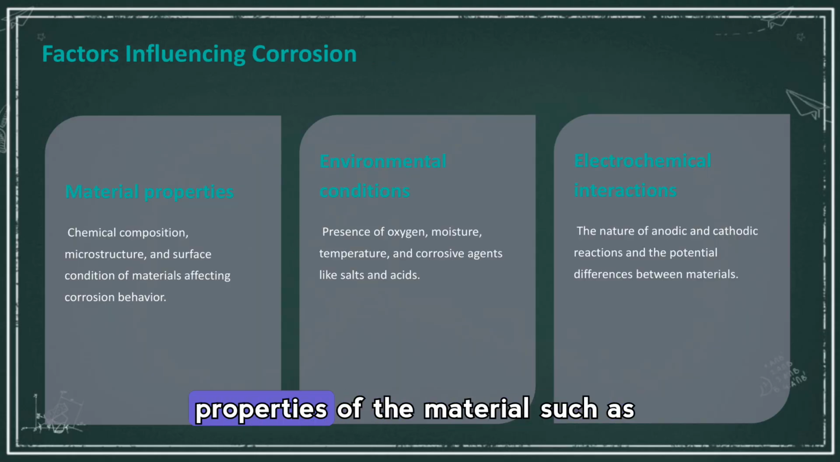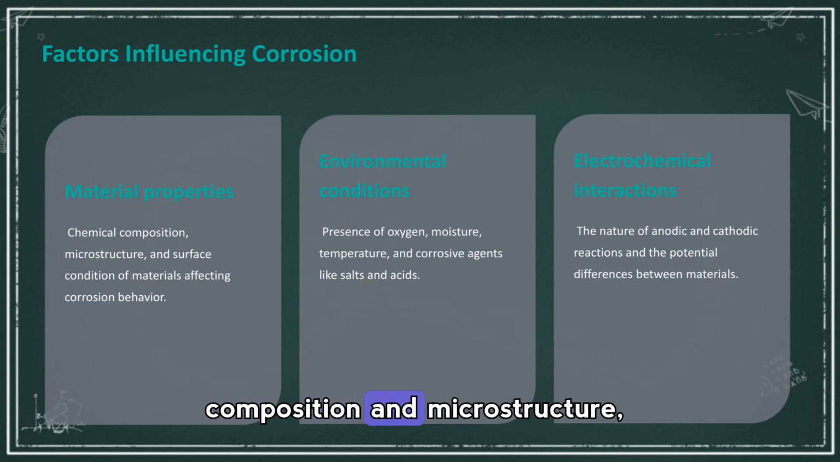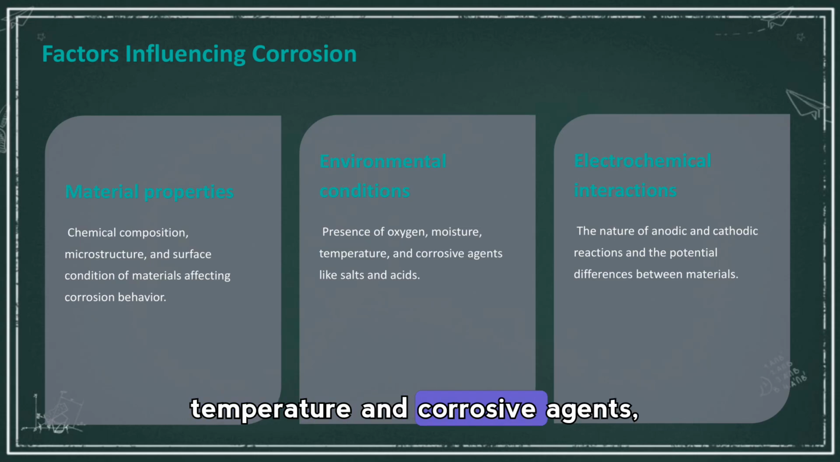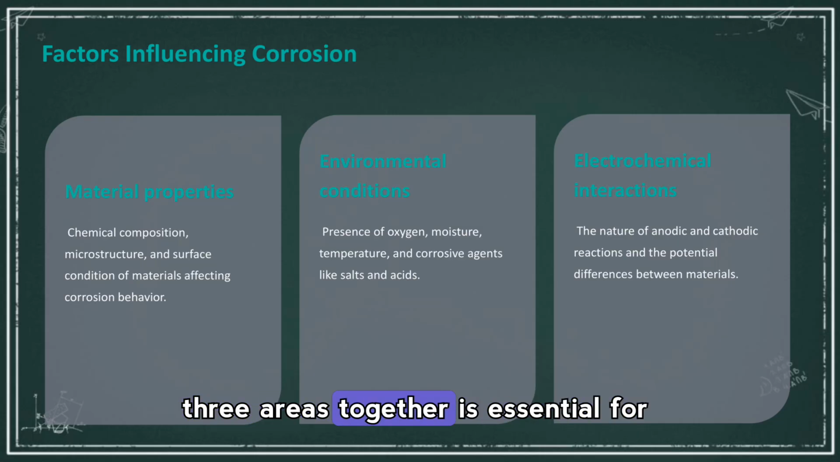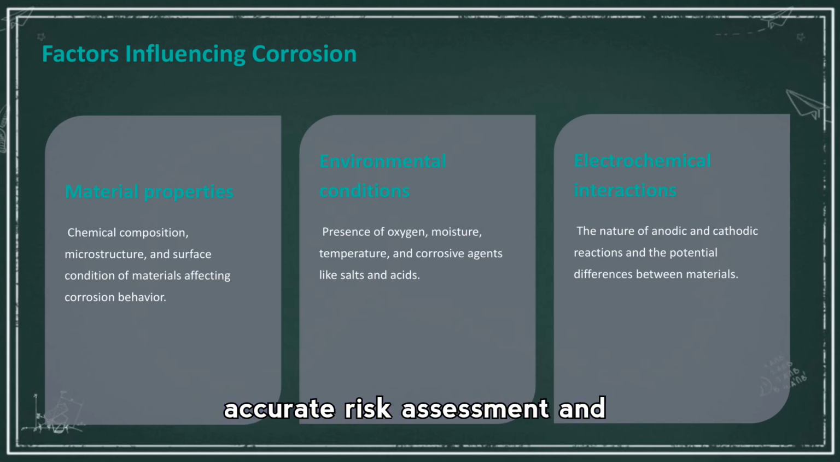The intrinsic properties of the material such as composition and microstructure, environmental conditions like oxygen levels, moisture, temperature and corrosive agents, and electrochemical interactions, driven by potential differences between surfaces. Considering all three areas together is essential for accurate risk assessment and effective prevention design.